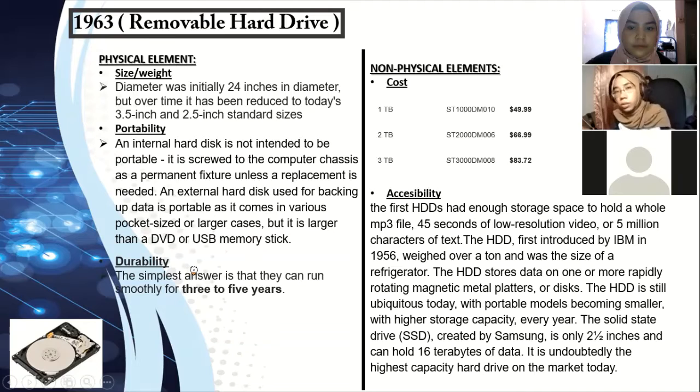Okay, for 1963, we use a removable hard disk. So for description, a type of magnetic disk, possibly magnetic optical drive, not permanently attached to the disk drive, but which can be taken out and replaced, allowing many disks to be used in the same drive.